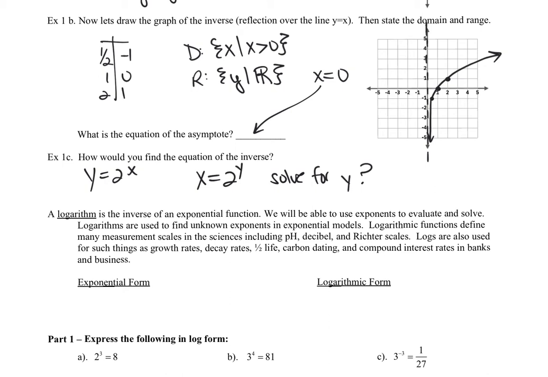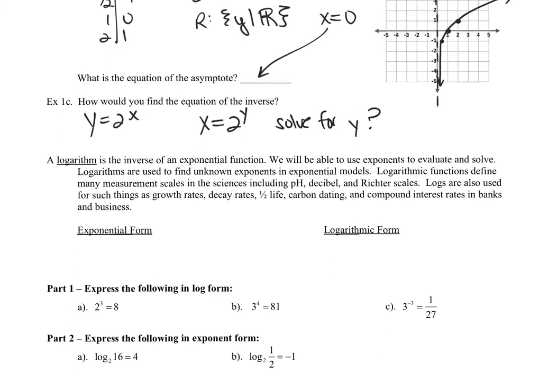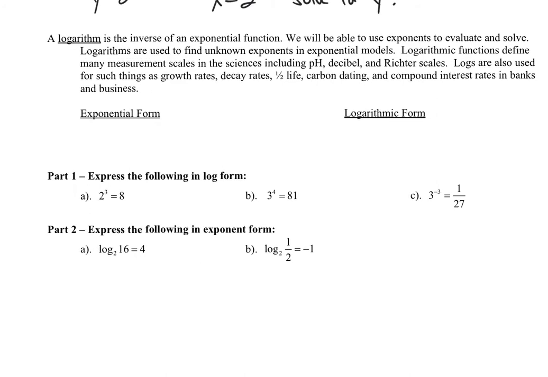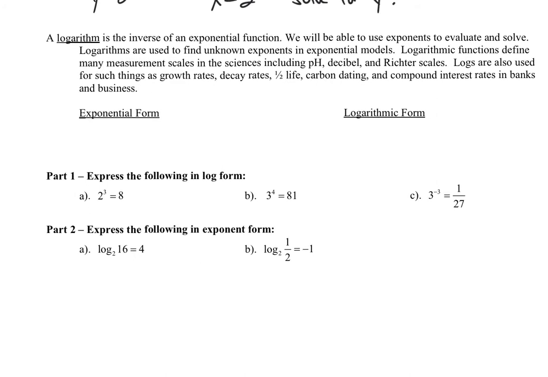So below you'll see the definition of a logarithm. It is the inverse of an exponential function, and we use exponents to help us to evaluate and solve them. So you'll see that starting in today's notes and then into the notes after April vacation. Some uses for logarithms, especially in science with pH and Richter scales, growth rates, decay rates, half-life, and then also in banks and interest and earning money when you invest. So we're going to look at probably what's the most important part for today, being able to convert from what's called exponential form to logarithmic form.